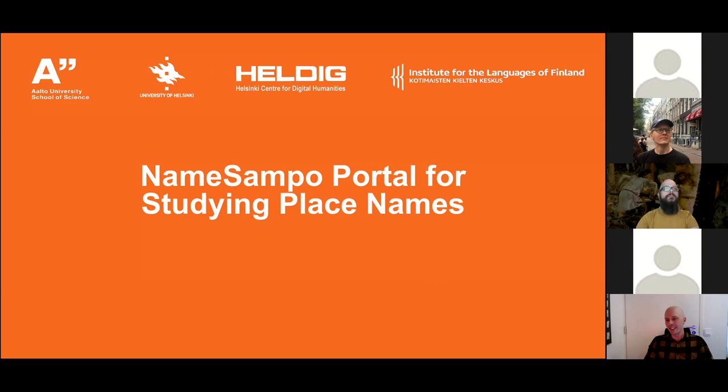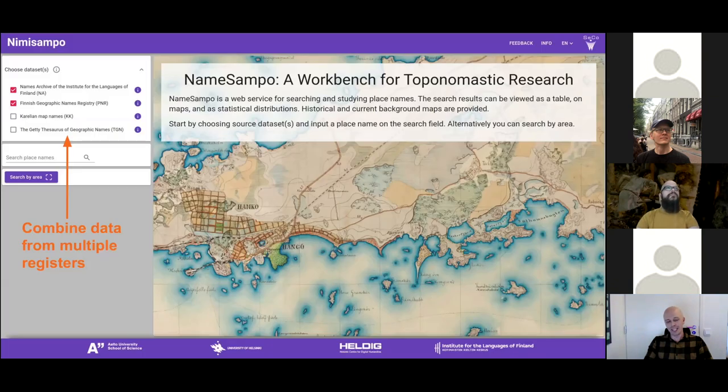Once we had the linked data infrastructure ready, it was possible to create the Name Sampo portal for actually answering those toponomastic research questions by using a web browser. Here on the front page, you start by choosing which data sources you want to use. For example, here I have selected the two main data sources, but there could be more also.